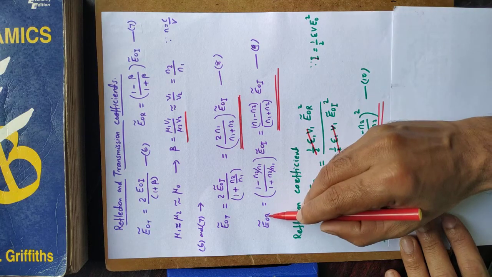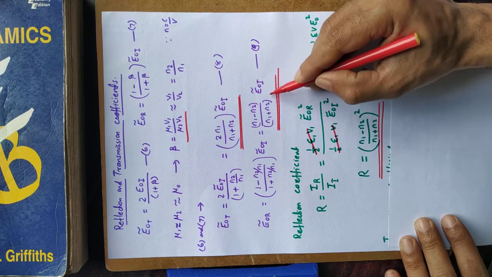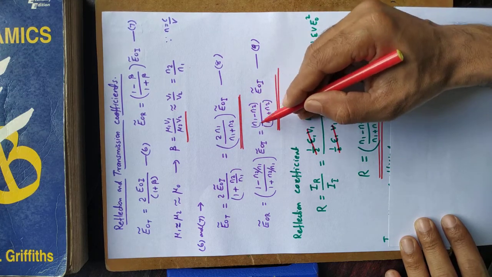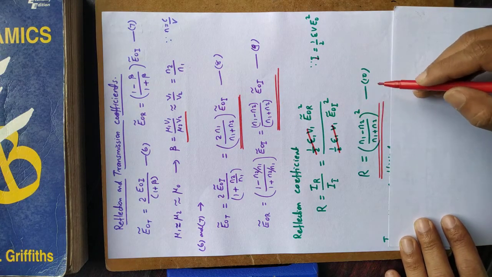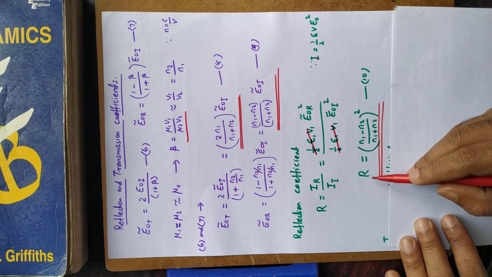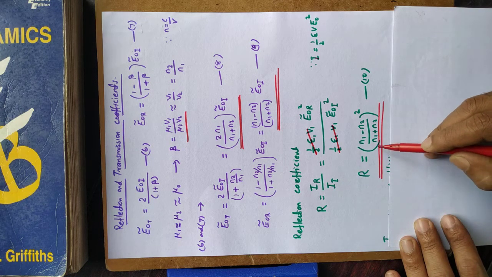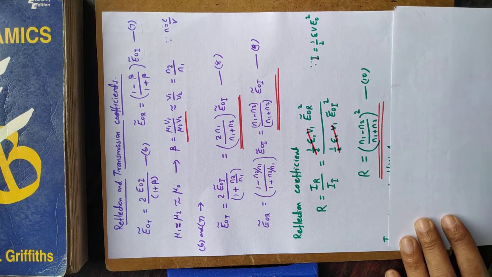So what is E0R square? E0R square is the square of this term times E0I square, divided by E0I square. So E0I square cancels on both sides, and we get the square of this coefficient: n1 minus n2 divided by n1 plus n2, all squared. So the reflection coefficient, the ratio of reflected intensity to the incident intensity, is expressed in terms of refractive index only. That is equation 10.